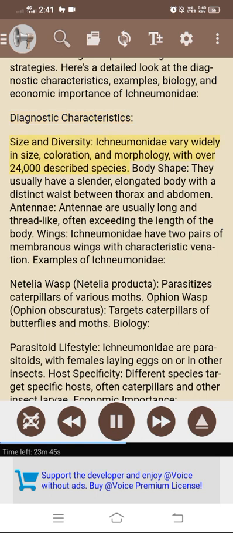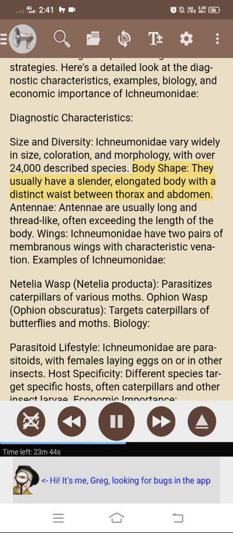Diagnostic characteristics. Size and diversity. Ichneumonidae vary widely in size, coloration, and morphology, with over 24,000 described species. Body shape. They usually have a slender, elongated body with a distinct waist between thorax and abdomen. Antennae. Antennae are usually long and thread-like, often exceeding the length of the body. Wings. Ichneumonidae have two pairs of membranous wings with characteristic venation.